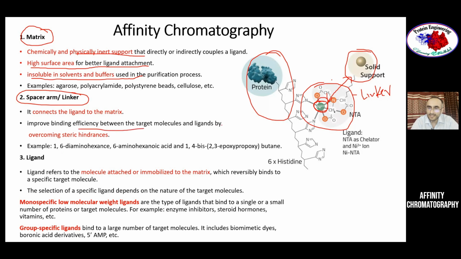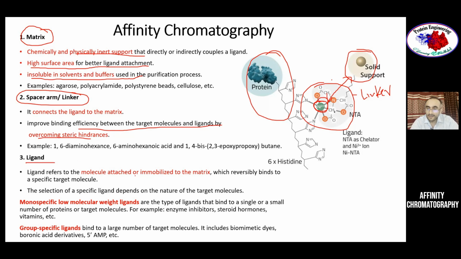So this linker connects the ligand to the matrix. It improves binding efficiency between the target molecule and the ligand by overcoming steric hindrances, so there is no steric hindrance. The purpose of a linker is to expose the ligand on the surface in the mobile phase, so that the analyte in question, the analyte which has specific binding to the ligand, can interact easily. Then the third part is the ligand itself.